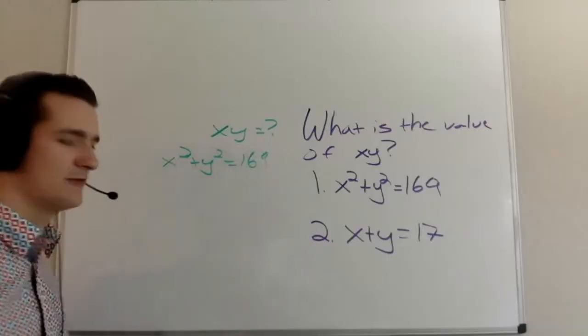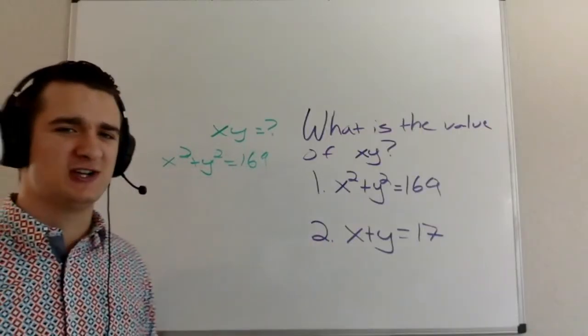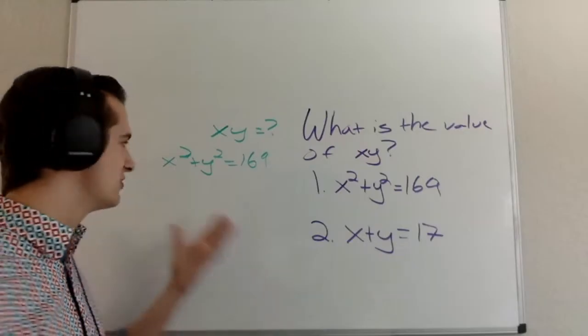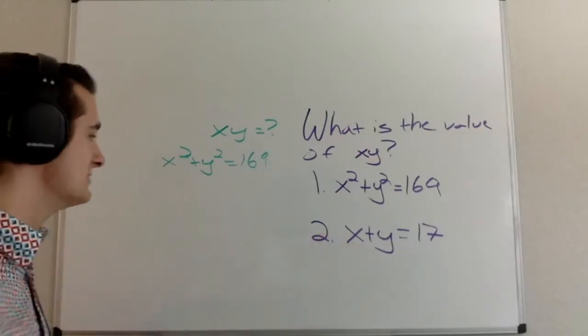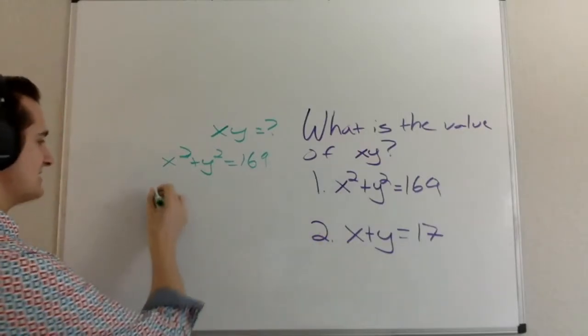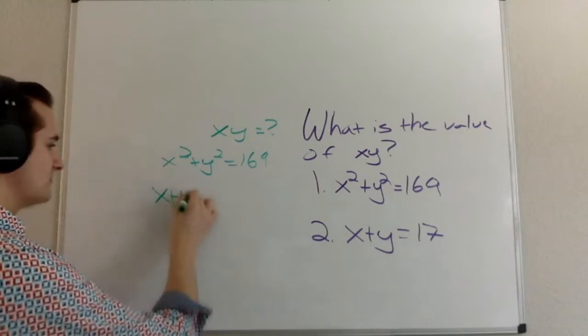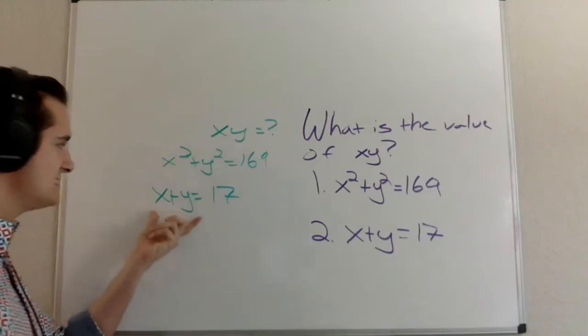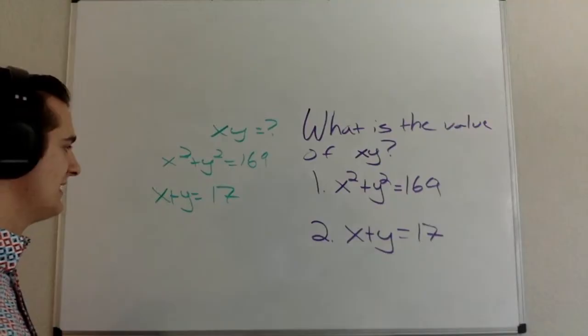Now, it's going to take a lot for me to get that sort of information into a form that's going to be helpful for me. I'm going to have to take square roots, and I don't know that is going to be super helpful for me. But what I can do is this: I know that x plus y is equal to 17, and I can make this equation start to look a little bit more like that one.